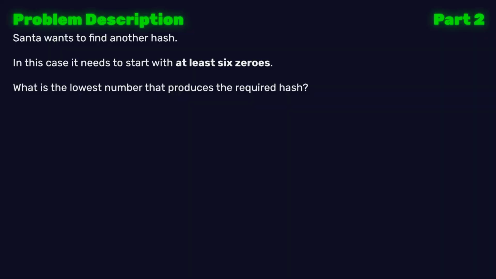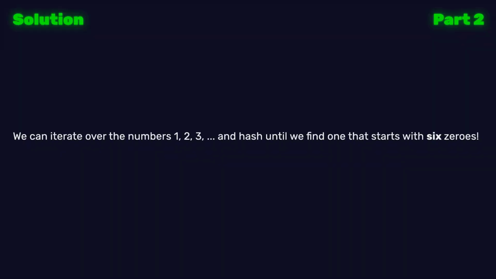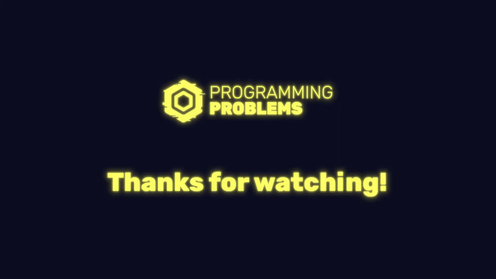Now, for part 2 of today's problem, Santa wants to find another hash. In this case, it needs to start with at least 6 zeros. What is the lowest number that produces the required hash? Hopefully, after solving part 1, this part of the problem is not too challenging anymore. So again, we iterate from 1, 2, and so on. Then we hash and iterate until we find something that satisfies the requirement.